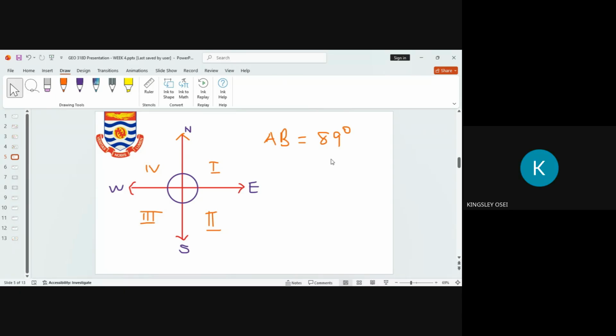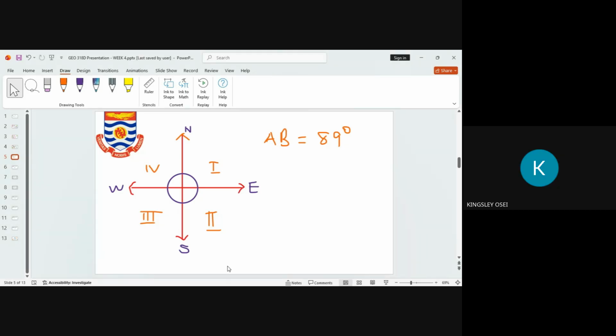Okay. So if the line is AB and it is 89 degrees, this is whole circle bearing. What do you think is going to be the corresponding quadrantal bearing? John, your hand is up. Yes. I want to give it a try. Oh, okay. So it will be the same 89. So it will be north 89 degrees east. Thank you.